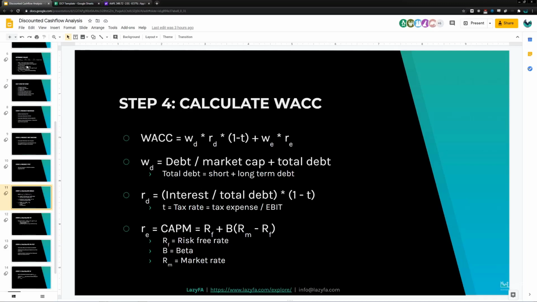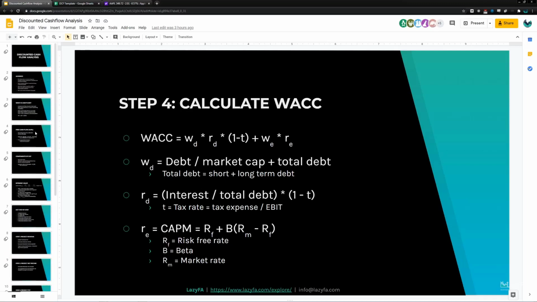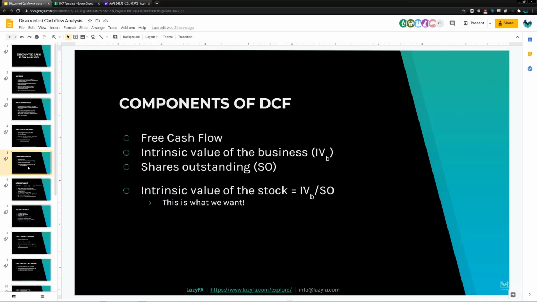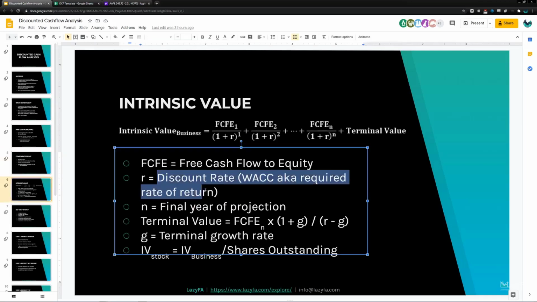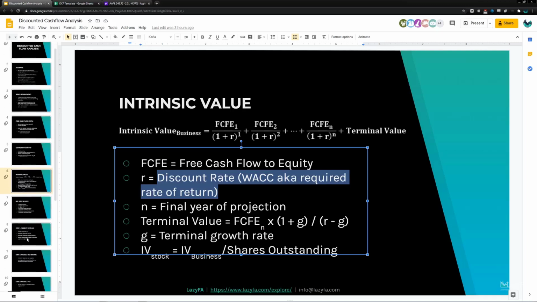So remember that we needed, as one of the components of discounted cash flow, the intrinsic value of the business. And in order to calculate that, we need this discount rate, right? So this is going to give us the R in all of these equations. In each individual projection for each year, this is going to give us the R. So that's what we're calculating here in step 4.